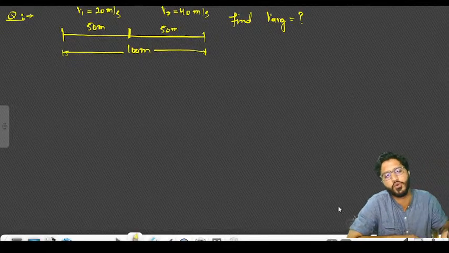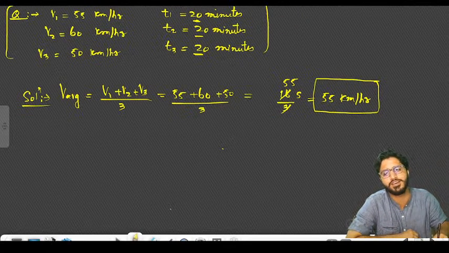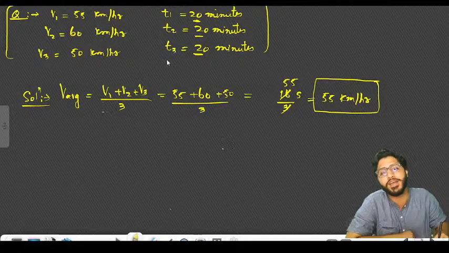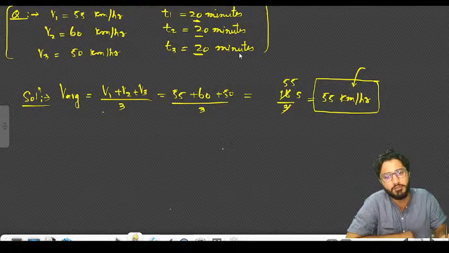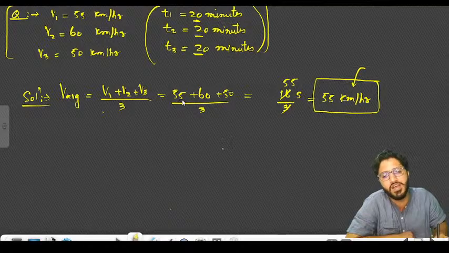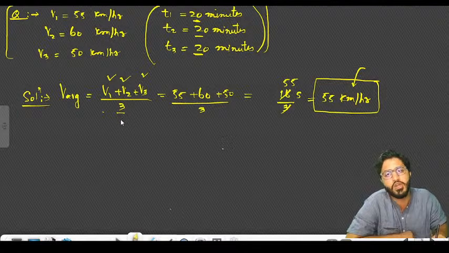Look, if the unit is minute or kilometer per hour, there is no involvement of timing, right? We have not entered a single thing of timings. It is V1, V2, V3 by 3. No involvement of timing, but the timing is the same.